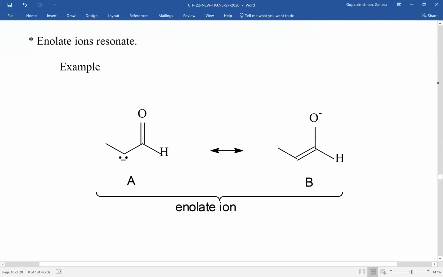The enolates normally resonate. This is an enolate. It resonates and flips it. And then it can come back and flip it here. So you can write the enolate as shown as an A or as a B or both.